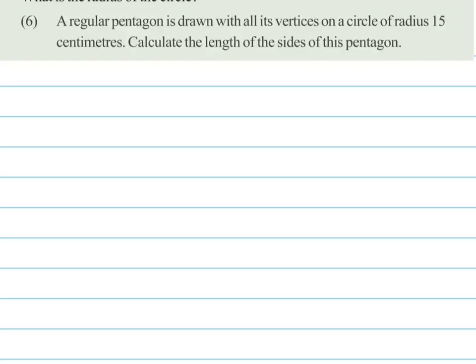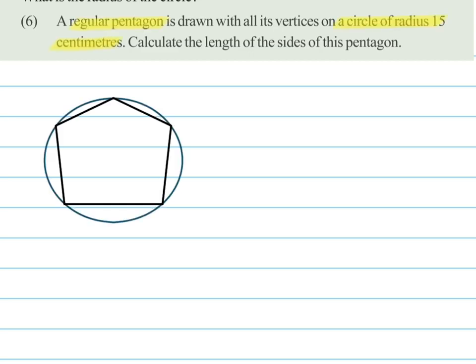In this problem, based on trigonometry, we have been given a regular pentagon. A regular pentagon is drawn with all its vertices on the circle of radius 15 centimeters. Calculate the length of the sides of the pentagon. Let's first draw it.